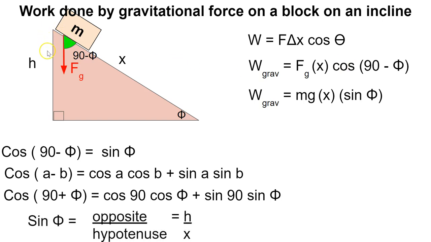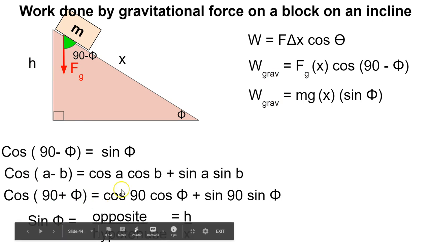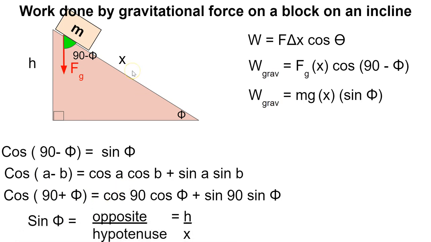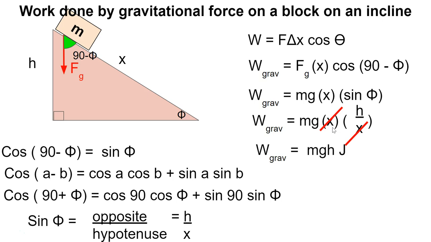But I also know something else about phi. If I look at this big triangle on the outside, there's phi. Sine of phi is equal to opposite over hypotenuse. So instead of sine of phi, I can write h over x. And again, multiply by x and divide by x means that my x's can cancel. So I know the work done by the gravitational force for an object moving down a plane is just going to be equal to the mass times the gravitational acceleration times the vertical height of that object.